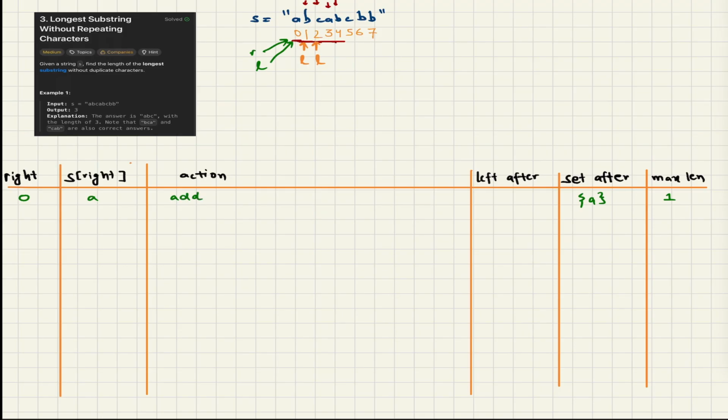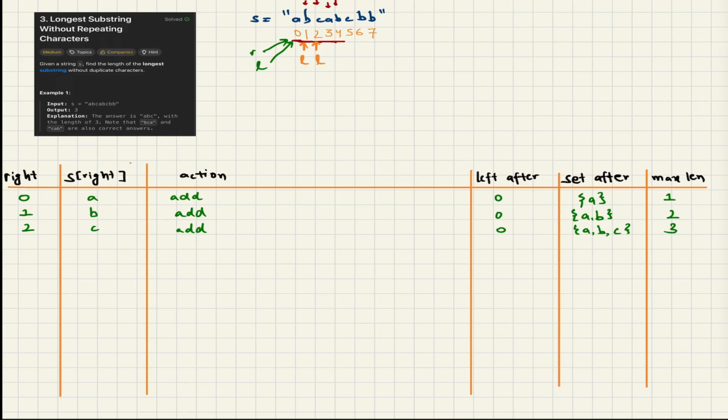Since we did not do anything to left, we had a valid substring. My left is still at 0. My R moves. Now S of 1 is nothing but B. Is B present in my set? No, it is not present. So I'll add B. My set becomes A, B. The maximum length that I have till now is 2. Left remains the same. Now my R moves. S of R is nothing but C. Is C present in my set? No, it is not present. So I'll add it. My set becomes A, B, C. My left remains the same. Maximum length till now is 3.